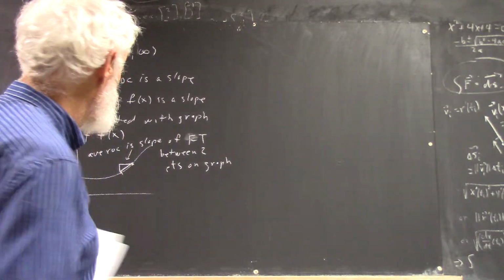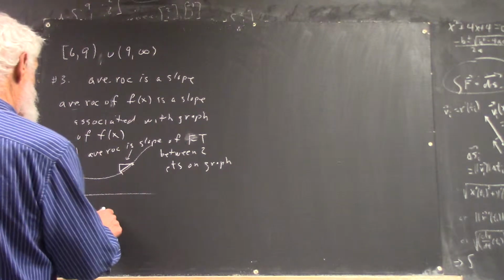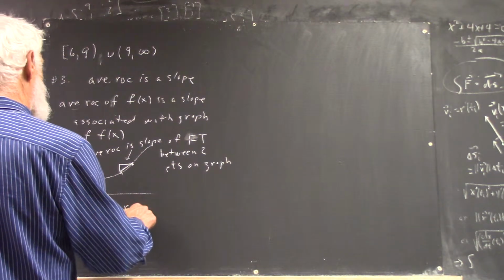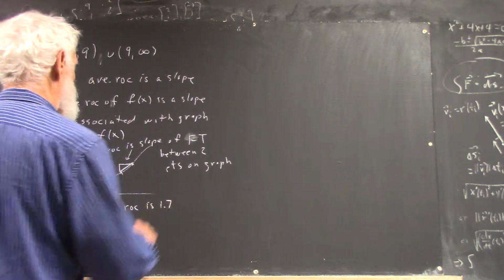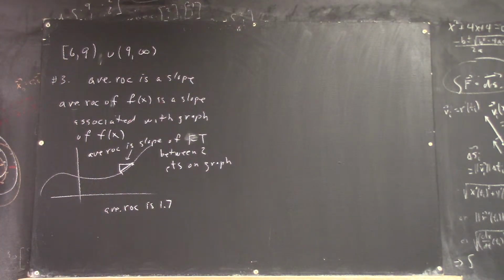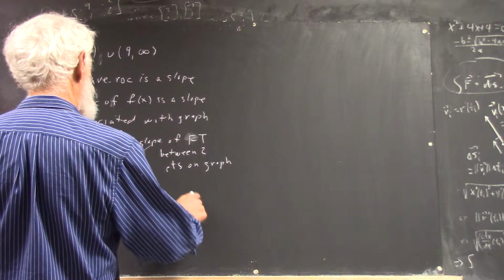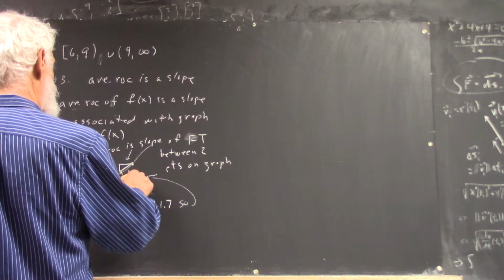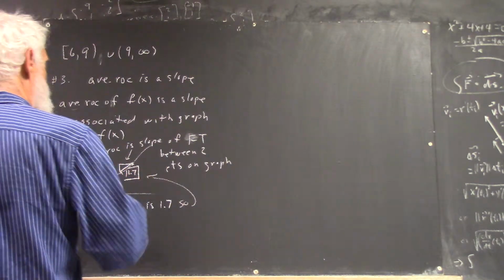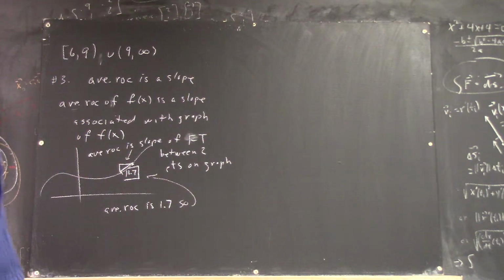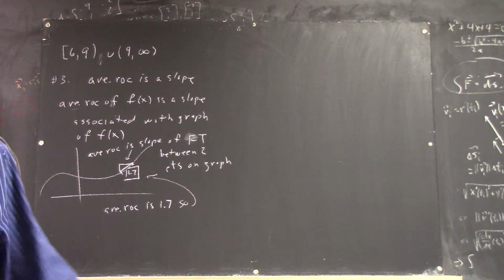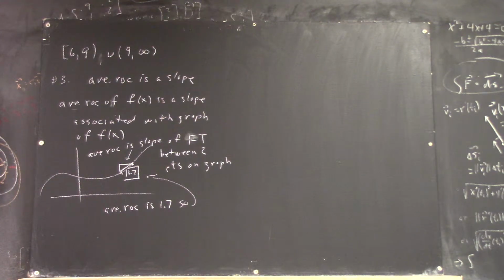Okay? Now, what's the problem tell us? It tells us average rate of change is 1.7, which means what? Slope 1.7. Average slope. Okay, so that means the slope is 1.7, and I hope you understand that convention, but that's what it means, okay? And that arrow should reinforce the fact that that's what it means. Okay, so the average rate of change is 1.7.